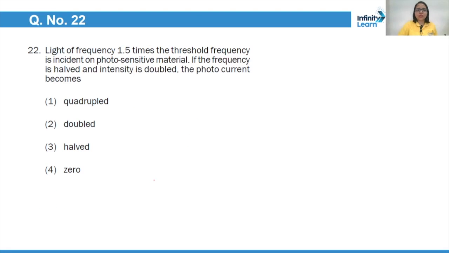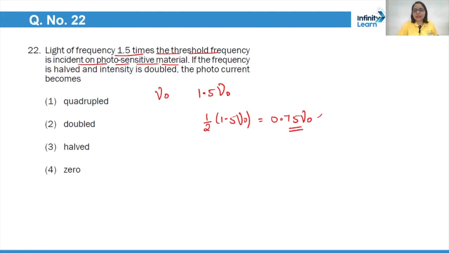Next is question number 22. Light of frequency 1.5 times the threshold frequency is incident on a photosensitive material. So the threshold frequency is, let's say, mu naught, and the frequency of the light is 1.5 mu naught. If the frequency is halved, that means the new frequency is 1 by 2 times 1.5 mu naught, which is equal to 0.75 mu naught. The new frequency is less than the threshold frequency. If the frequency of the incident light is less than the threshold frequency, there will be no photoelectric current, right? So the photocurrent will become 0. So the correct answer is option 4.